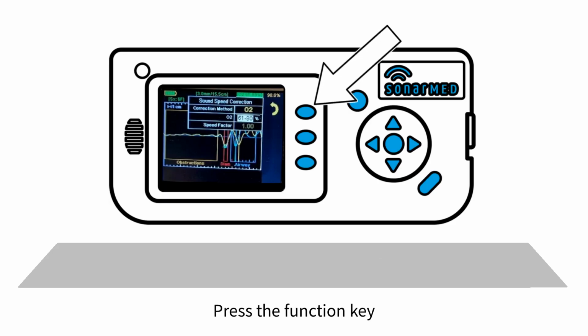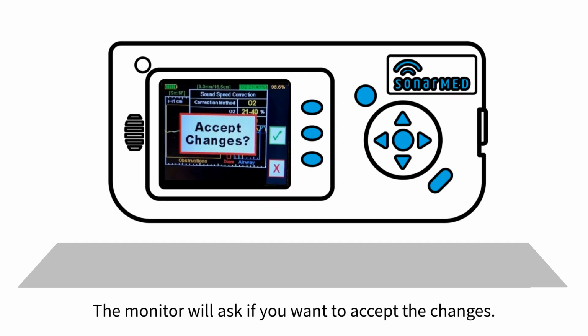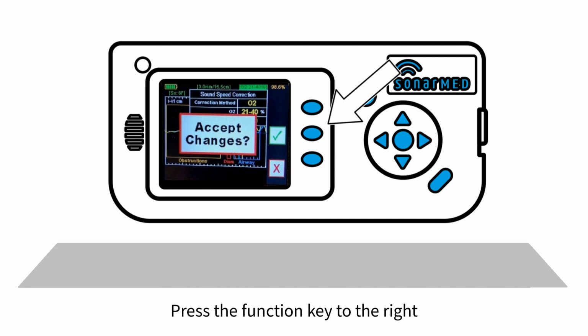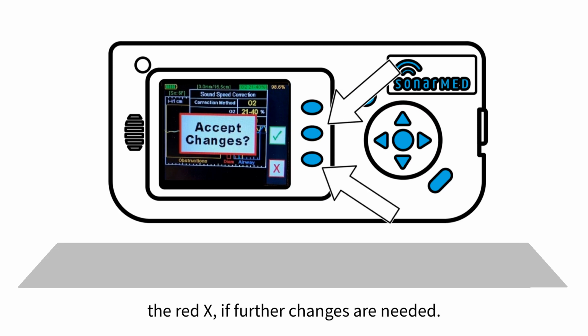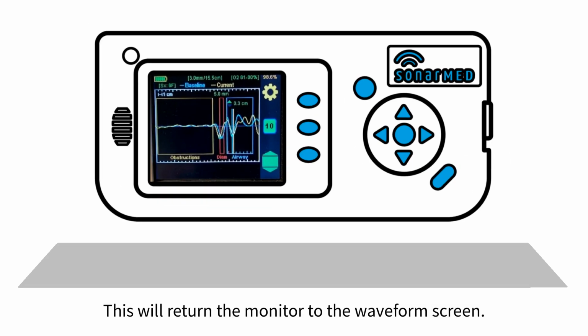Press the function key to the right of the return arrow. The monitor will ask if you want to accept the changes. Press the function key to the right of the green check mark if yes, or the red X if further changes are needed. This will return the monitor to the waveform screen.